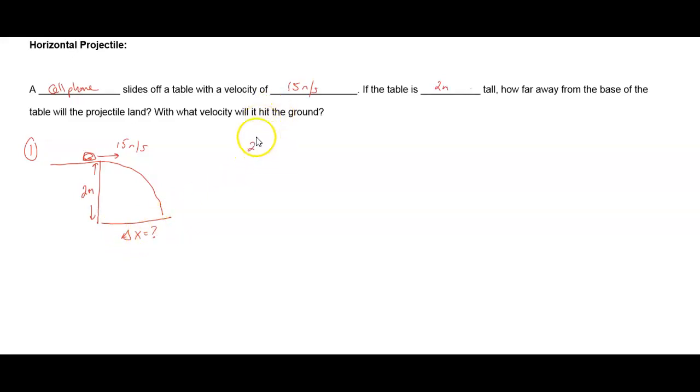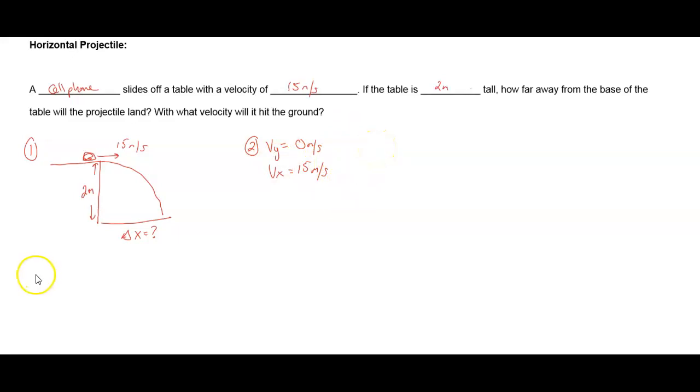With any projectile, I'd say the second step would be to determine the components of your velocity. But for a horizontal projectile, that's really easy. It's not going up or down initially, it's only going in the x direction. So by default, Vy has to be 0, and Vx is going to be whatever speed was given, 15 meters per second. So no math is really needed in that second part.